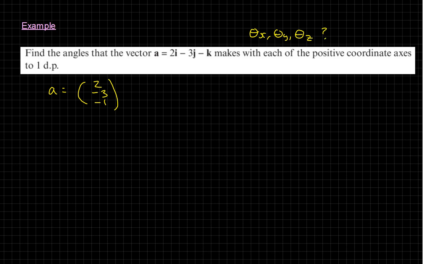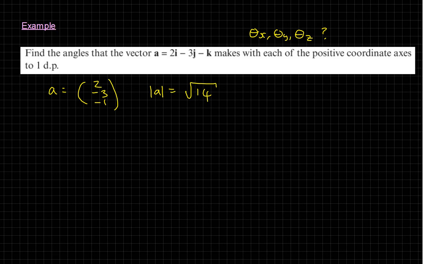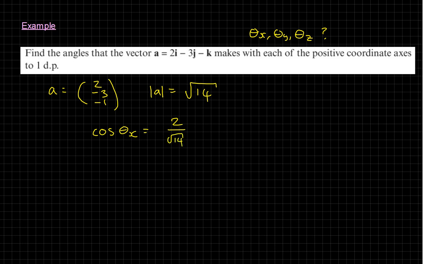Okay. To do that, let's first just find the magnitude of this vector, magnitude of A. Can we do that in our heads? 2 squared is 4, minus 3 squared is 9, minus 1 squared is 1. Add that all up, I get 14. Take the square root, it's the square root of 14. Therefore, I can immediately write cos theta x equals 2 divided by root 14. Cos theta y is equal to minus 3 divided by root 14, and cos theta z is equal to the z coordinate, minus 1 divided by root 14.